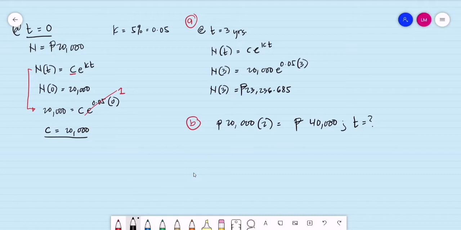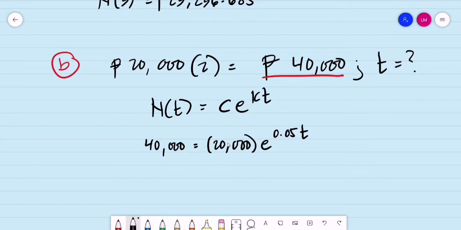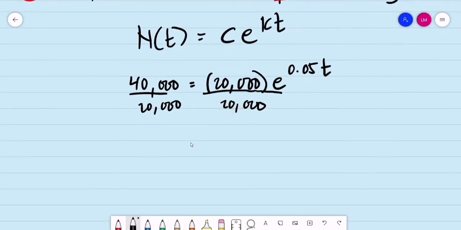So we have our equation again, N of t is equal to C e raised to the k times t. All we have to do is substitute. This time we are using the value of N, the amount of money in that savings, as 40,000. So 40,000 is equal to the constant, which you computed a while ago, 20,000, times e raised to 0.05 multiplied by the time. We may divide both sides of the equation by 20,000 to simplify. So 40,000 divided by 20,000 is equal to 2.